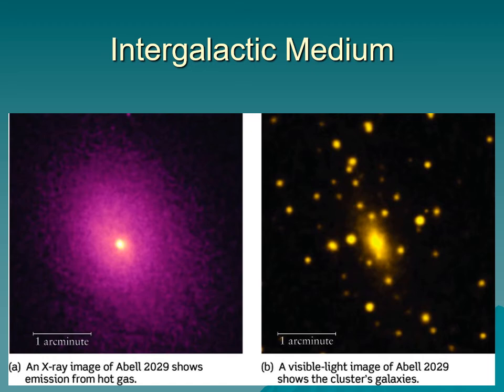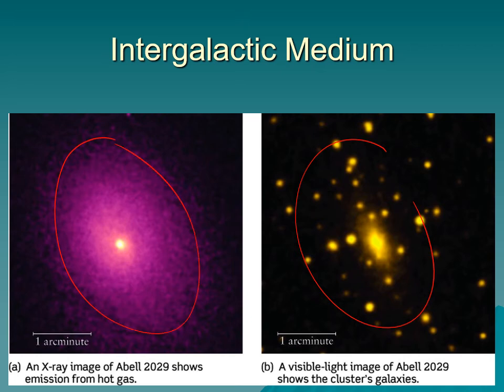So what happens to all the interstellar medium? It gets kicked out. So if you look at Abell 2029, you notice this is an elliptical galaxy that's in the middle of a group of galaxies, but surrounding it is a whole bunch of really hot gas that got spewed out with a lot of energy. And so that's glowing in X-rays.